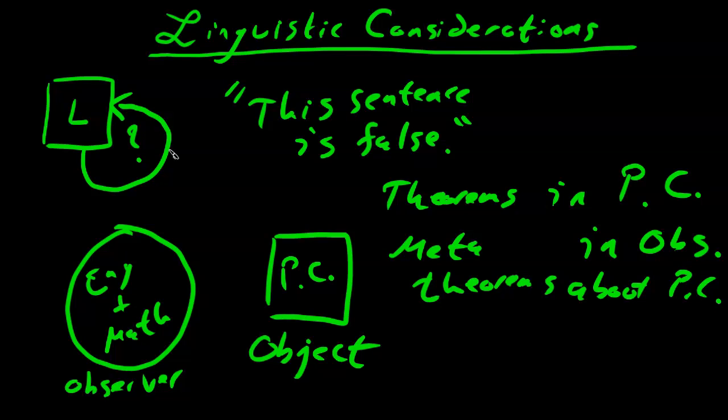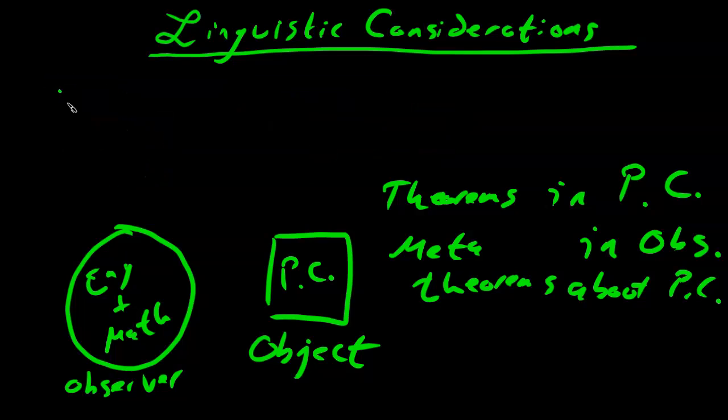In summary, in our study of logic, we have two languages. We have the language of the propositional calculus that we are studying, and we have the language we are using to study it, which means we also have two kinds of theorems. We have theorems written in the propositional calculus, and we have theorems written in our observer language about the propositional calculus.